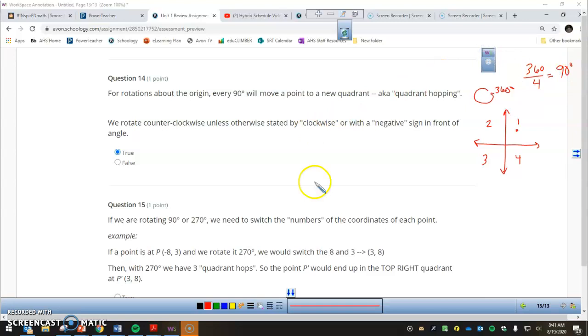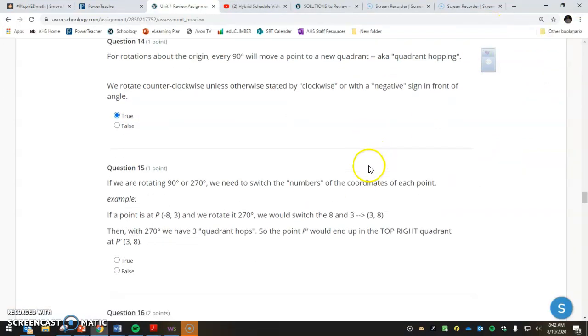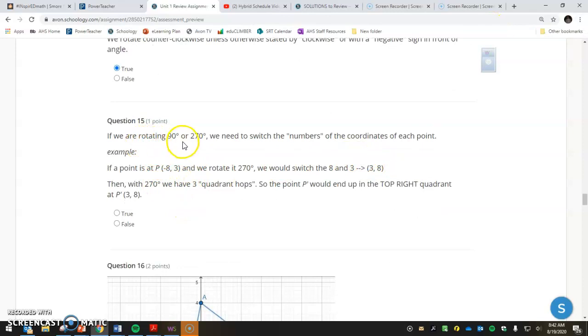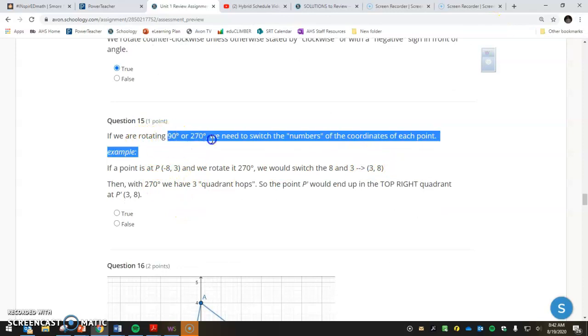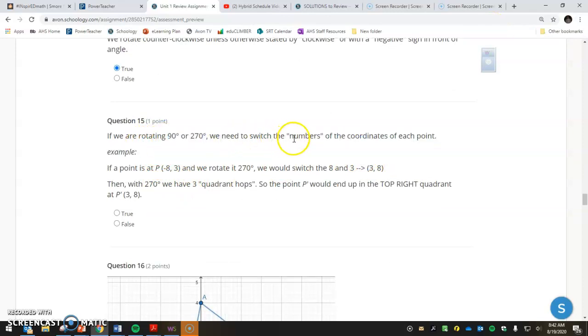So every 90 degree rotation will basically move to a new quadrant. And again, we always do counterclockwise unless we have like a negative 90, which means we're going clockwise 90 degrees. But that's pretty much it for question 14. Question 15 says, if we are rotating 90 or 270 degrees, we need to switch the, quotes, numbers of the coordinate plane of each point.